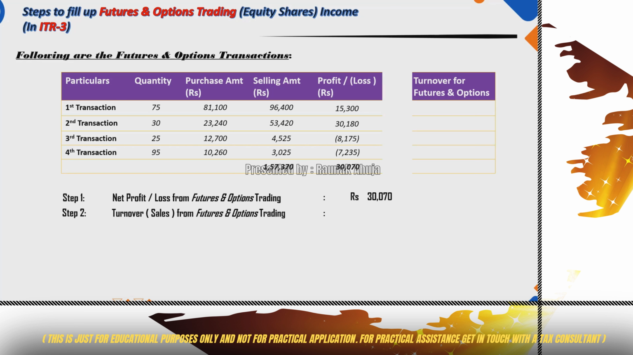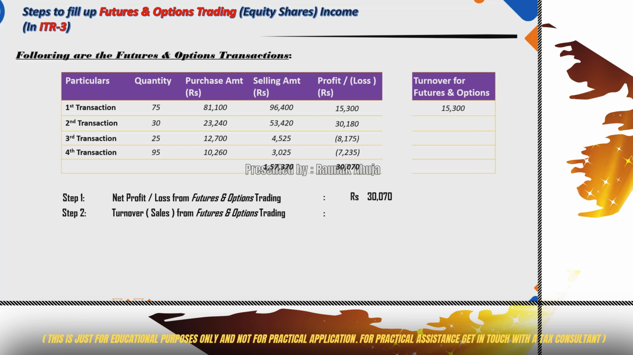The second step involves calculating the turnover from the futures and options segment. The turnover in case of futures and options transactions would be calculated individually for each of the transactions. And the turnover for each transaction would be the absolute value of the profit or loss earned from that transaction. Now let's see what does this mean. In case of first transaction, the profit earned is rupees 15,300. And thus the turnover would be the absolute value of the profit earned, which means 15,300 only.